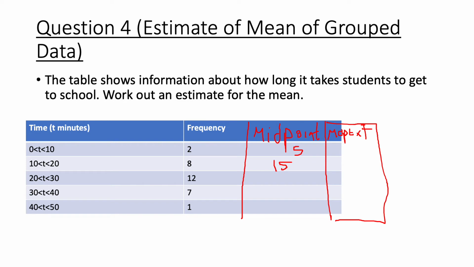So remember, that's the letter P there. So 25, 35, and 45. I've now got to work out the last column, which is the midpoint times frequency. So 2 times 5 is 10. 8 times 15, doing this on my calculator, is 120. 25 times 12.